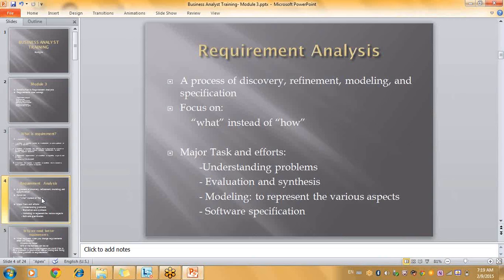If somebody comes and says, hey Ravi, I need to work with modeling, it's nothing but the way of representation of the various aspects of a requirement visually. That's it.